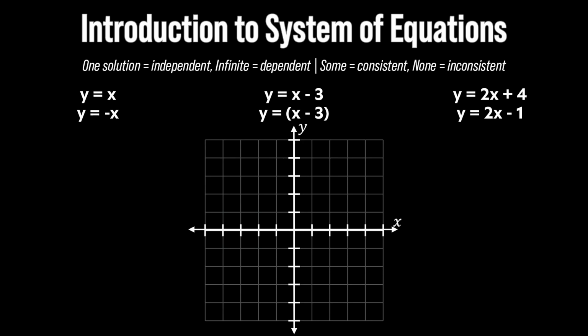Today we're going to learn about Introduction to System of Equations. One solution is independent, infinite is dependent, some is consistent, and none is inconsistent. What does this terminology mean?